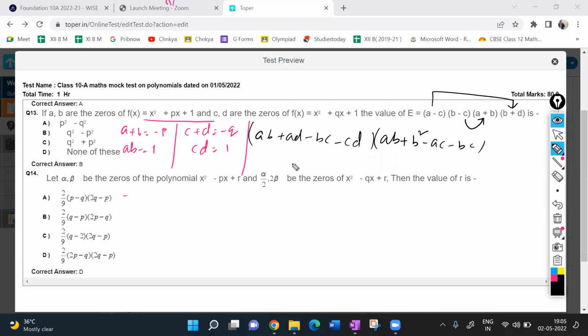Now look here: AB is 1. What can I take common from this? You can take A common into B plus D, and then C common. But we don't have the B plus D value; that is the problem. Sir, I don't think it should be A plus B, I think it should be A plus D. I took A plus D and got the correct answer. Yes, the question is wrong; that's what I'm telling you.